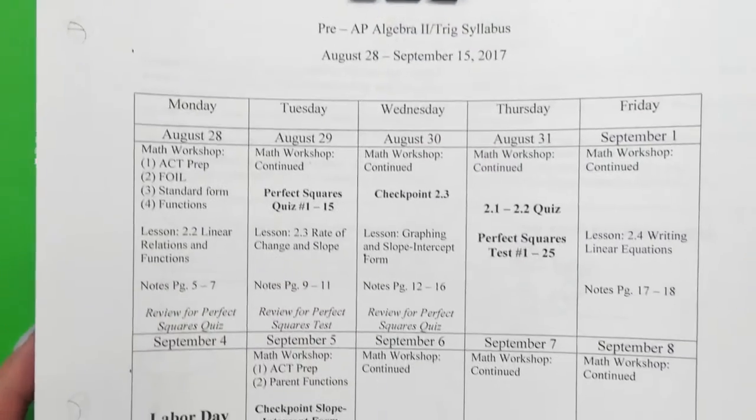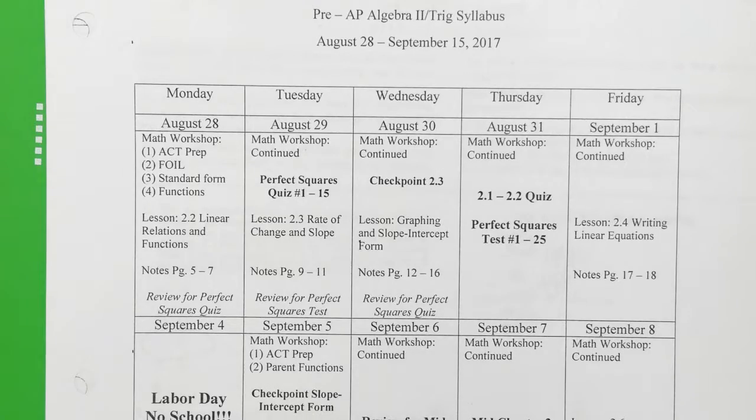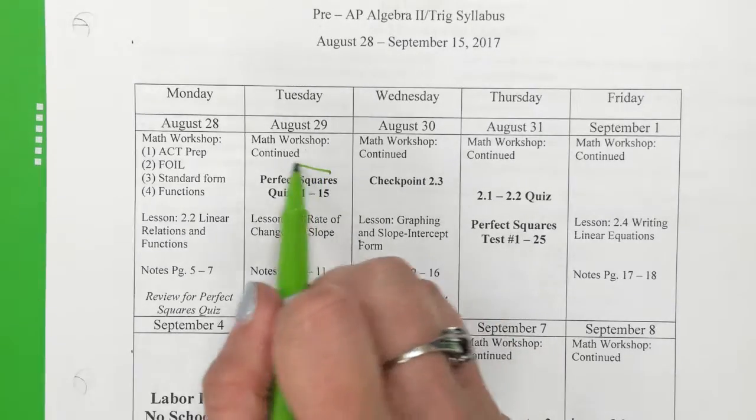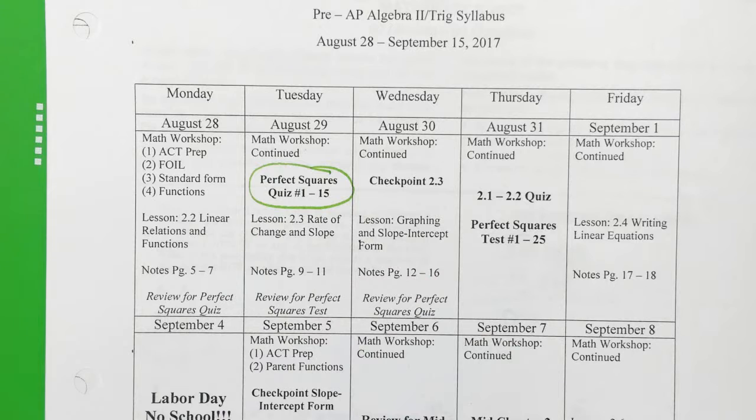So then, what do we have? Calendar. We got a calendar, right? All right. Tomorrow. What's happening tomorrow? Perfect squares quiz, 1 through 15, right? Okay, they are listed for you on the back of your learning targets for Unit 1. Unit 1, not Unit 2, Unit 1.